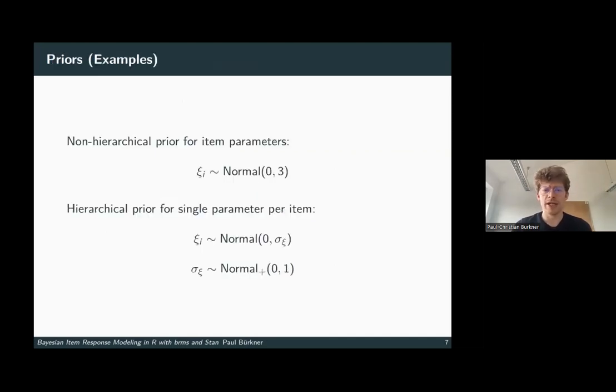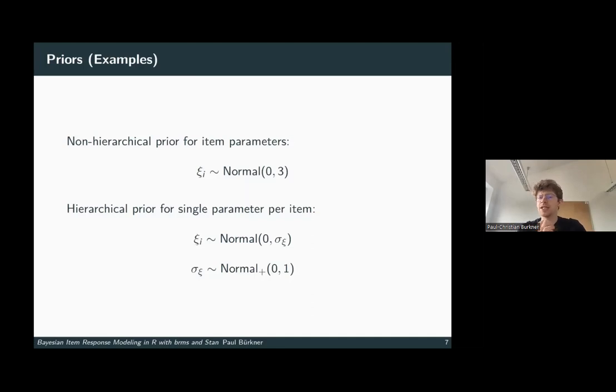Let's talk about priors. So we have lots of choices. I just want to conceptually differentiate between 2 options we generally have. We can specify non-hierarchical priors and we can specify hierarchical priors. And this holds true for both item and person parameters. I'm just going to explain it for the item parameters here.